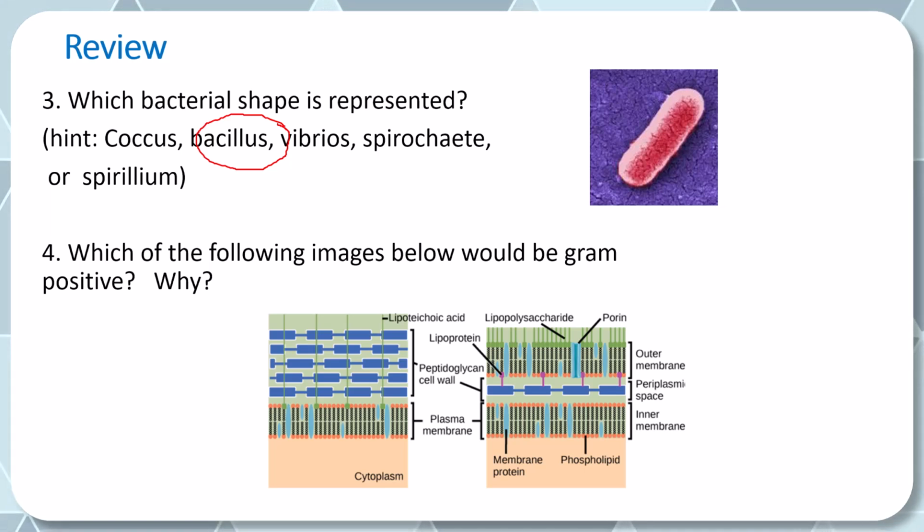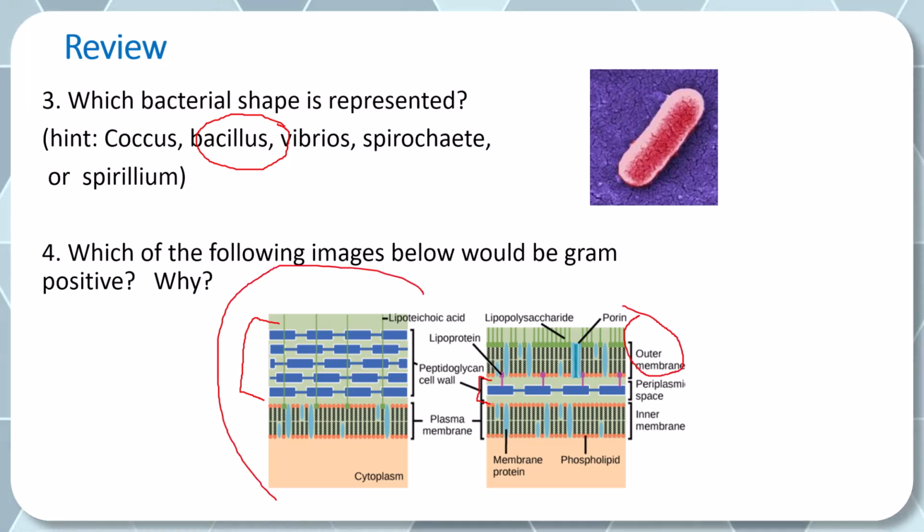For the next part, we've got 2 pictures, and it asks which image would be gram-positive and why. Again, pause if you want a moment to think about this. But if we look at the pictures, we can see there is a thick peptidoglycan layer on this one and a thin layer on the other one. The second picture also has this outer membrane.